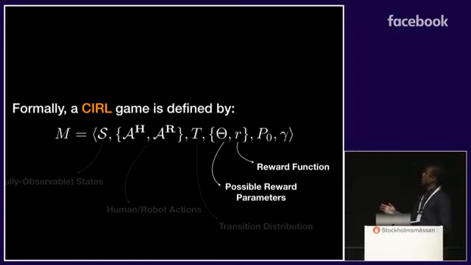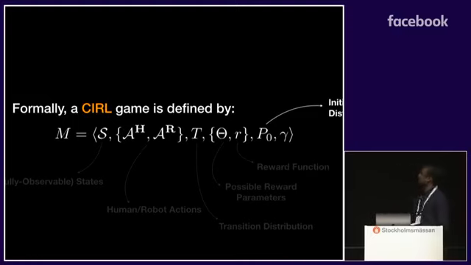Now, the human will know what the true reward parameter in the problem is. The robot will not. And that is what makes it a little bit different. The robot will instead hold a belief over the true reward parameter. Generally speaking, we model the robot's belief to be uniform at the start of the problem.